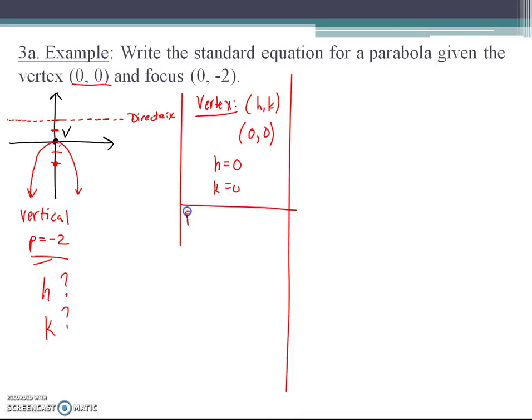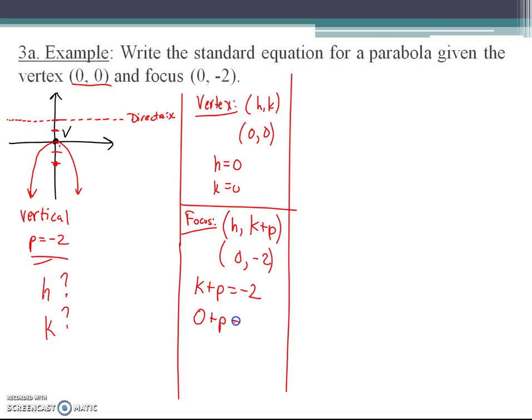Now we're going to use the focus as being (h, k + p). Our focus is (0, -2). So that means that k + p has to equal -2. We know that k is 0. So substitute that in from right here, and now you get your p-value of -2, just as we suspected it was from the picture. So now we have p, we have h, we have k.